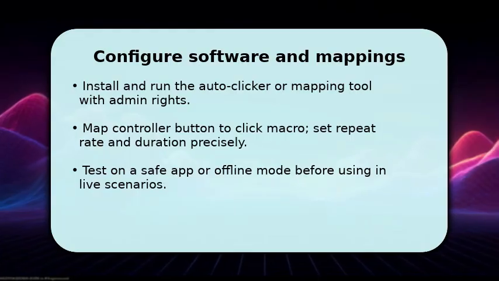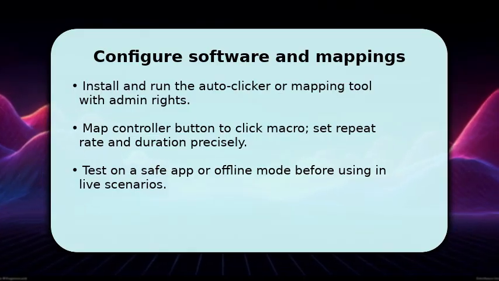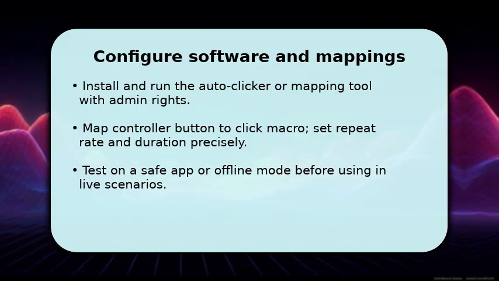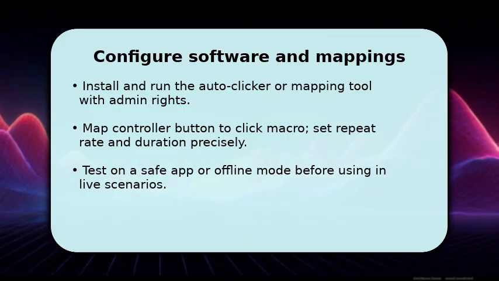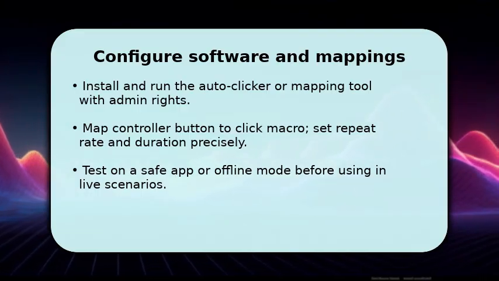Now you configure the software. Run it as administrator so it can intercept inputs. Map the specific Xbox button to a click macro and define the repeat rate, interval, and duration. Shorter intervals create faster clicking, but can be blocked by anti-cheat, so pick a realistic pace.